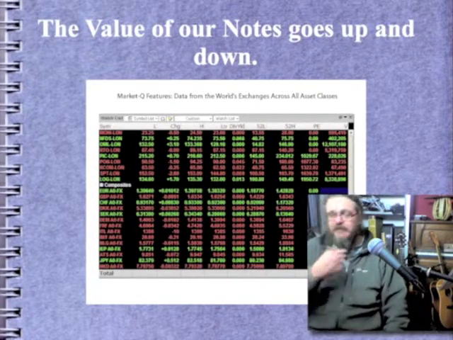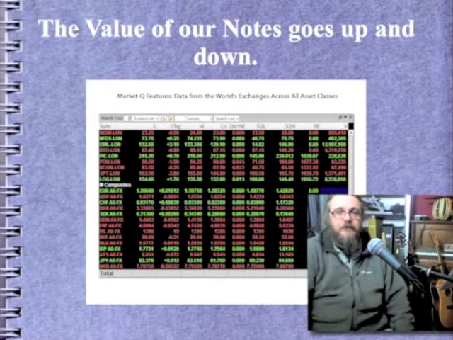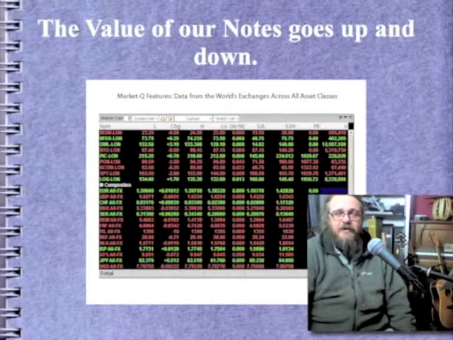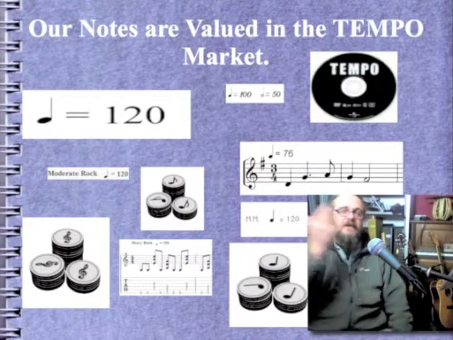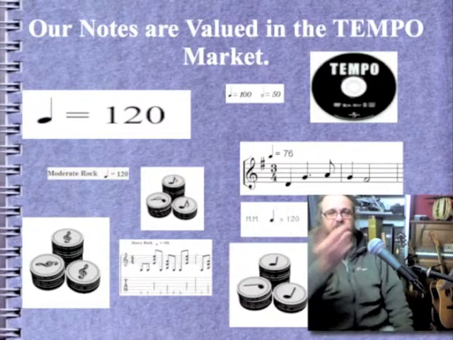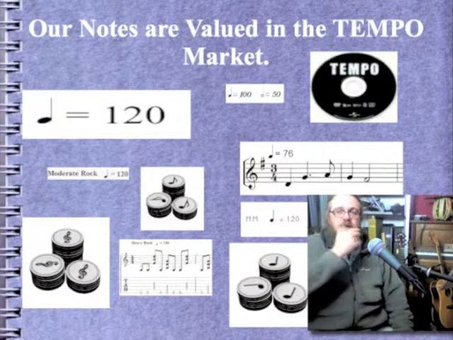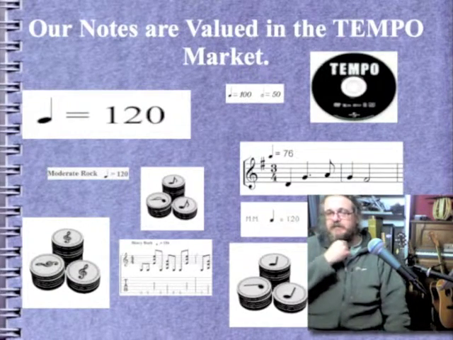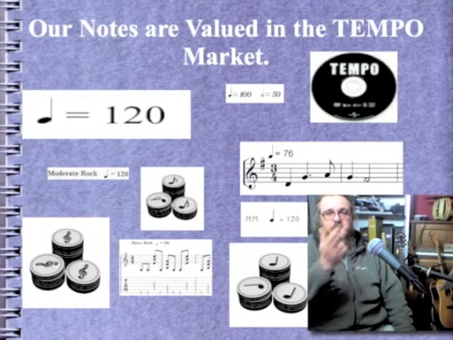So when you're investing in the time bank for your notes here, just be aware that the value of the notes goes up and down according to the tempo market. And here we are. Your notes are valued in the tempo market, and here you see some valuations. Quarter note equals 120 beats per minute. A quarter note equals 100 beats per minute. A half note equals 50 beats per minute there. Moderate rock, quarter note equals 120 beats per minute.